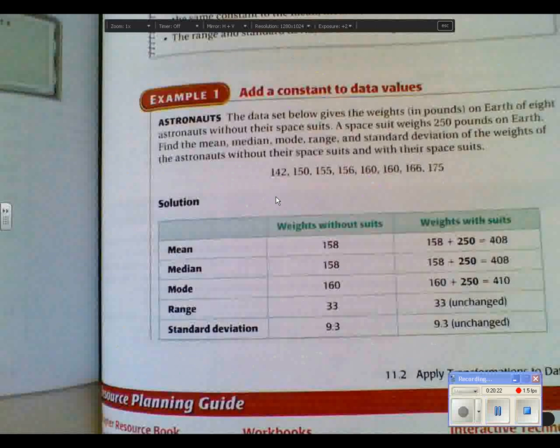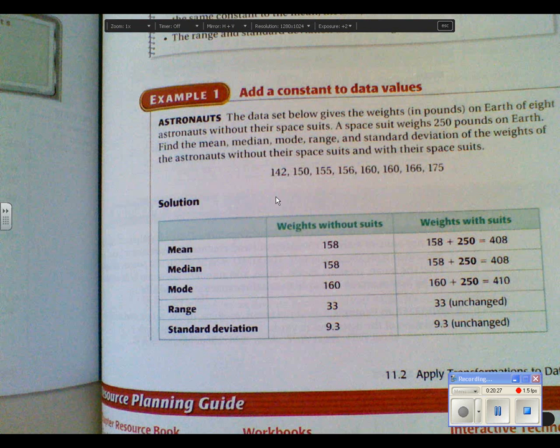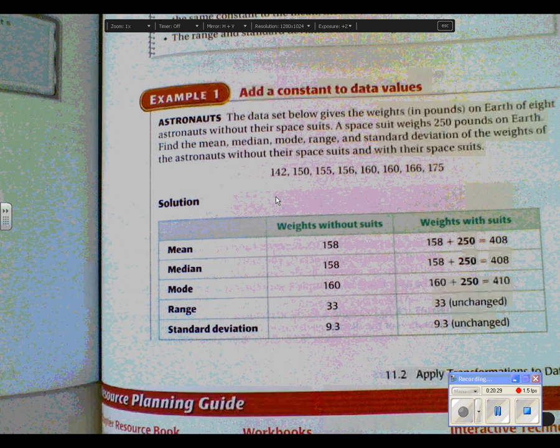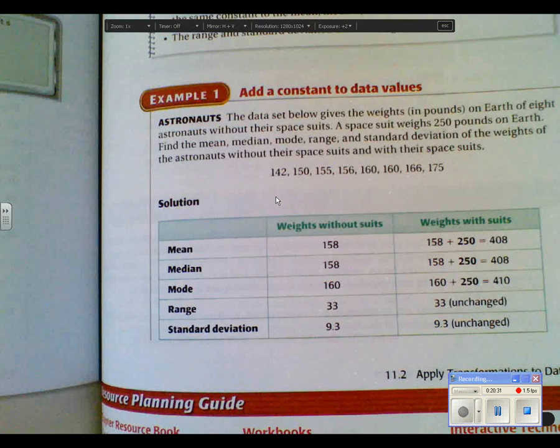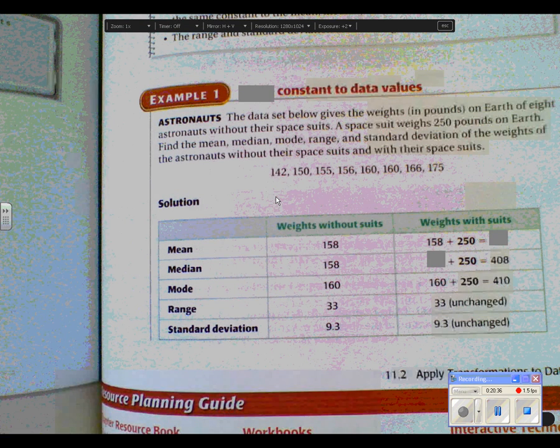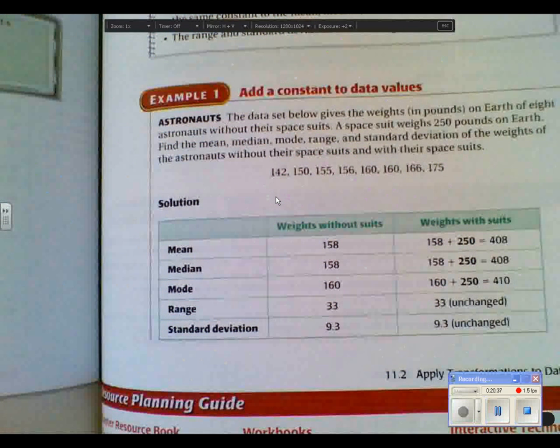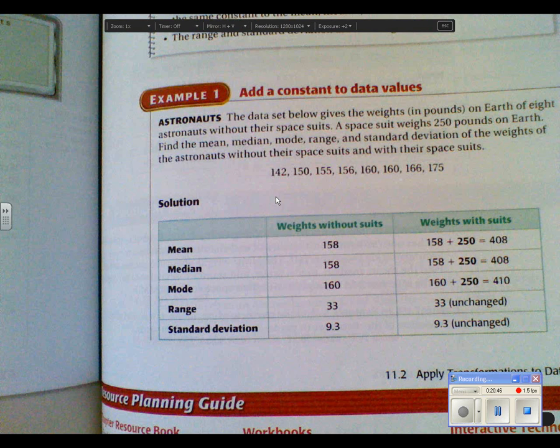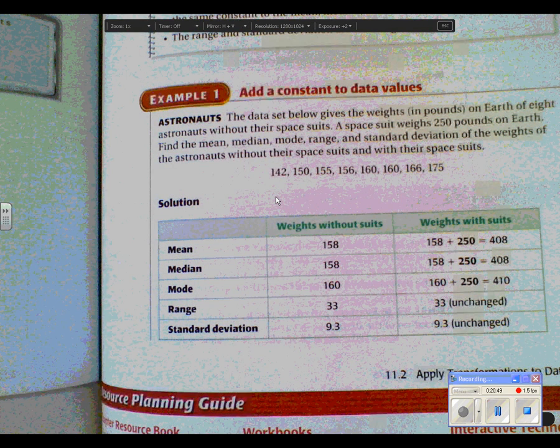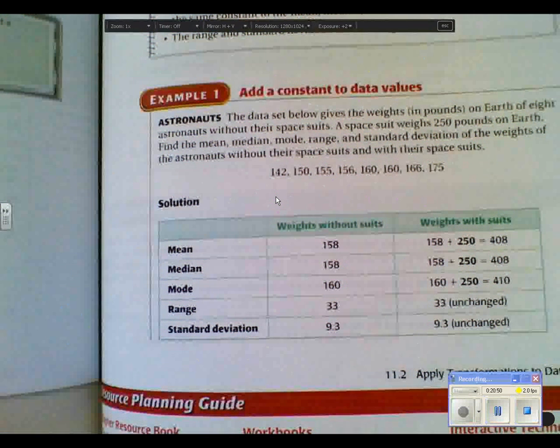Okay. Well, what happens is the mean is going to go up by 250. The median is also going to go up by 250. The mode is going to go up by 250, but the range and the standard deviation don't change. Okay. Think of why that is. If I add 250 to the lower number, and I add 250 to the higher number, has the distance between those two numbers changed? No. They both went up by the same amount.